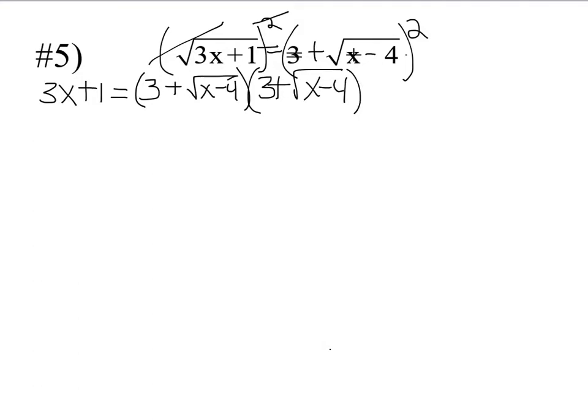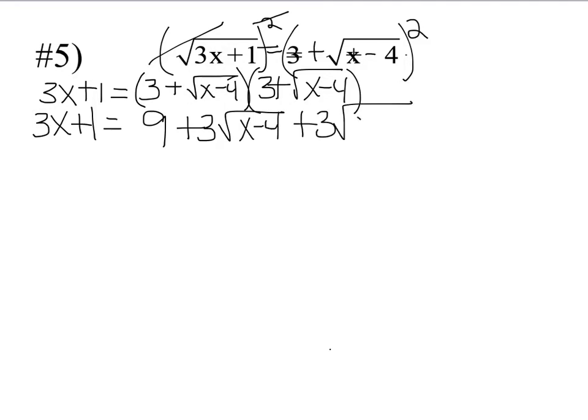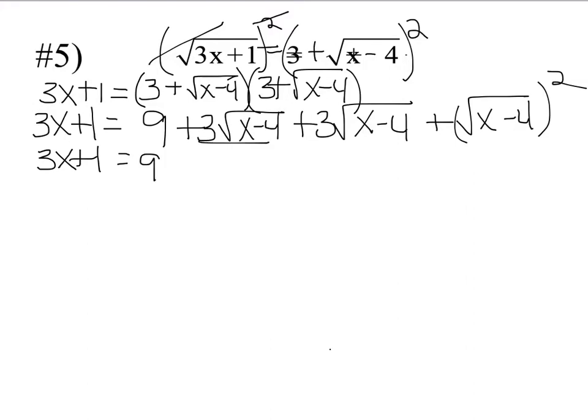So we're going to go ahead and FOIL. We get 9 plus 3 square root of x minus 4 plus 3 square root of x minus 4 plus the square root of x minus 4 squared. And then you've got 3x plus 1 is equal to 9. These are like terms, plus 6 square root of x minus 4. And the square root and the square cancel, leaving you just plus x minus 4.